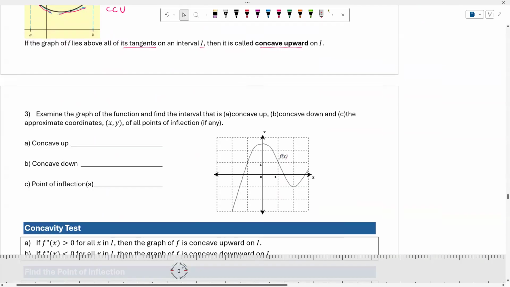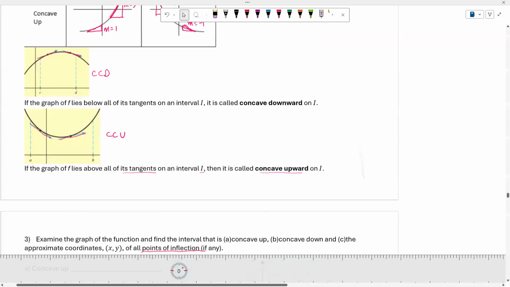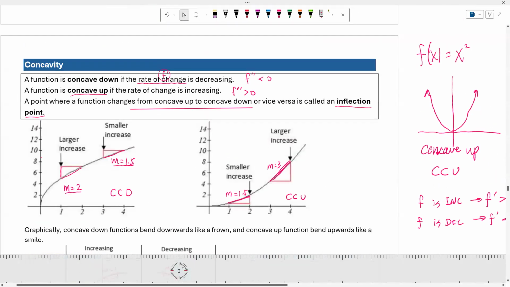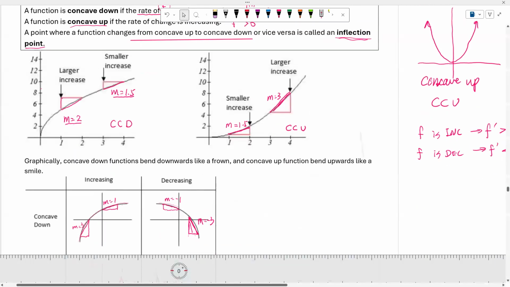Now let us try to see how we locate the inflection point, or sometimes we call it a point of inflection. So remember, how do we do this? We would like to find a point where the function is changing from concave up to concave down, or concave down to concave up, right? So this point right here is the inflection point.